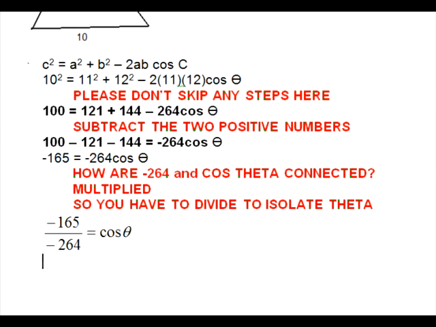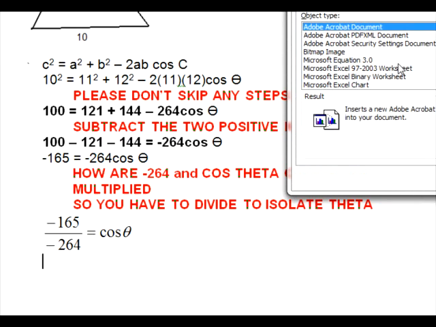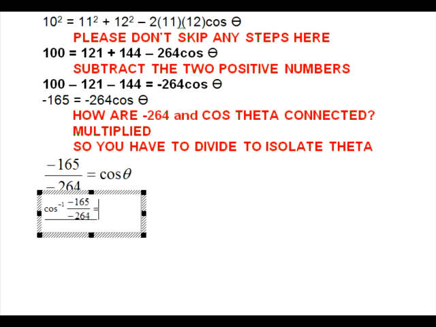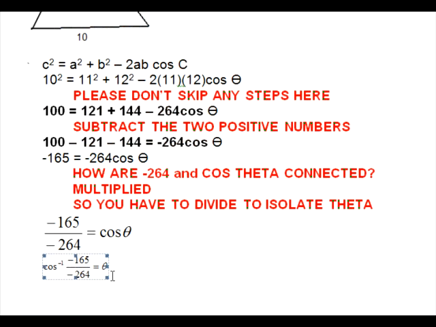What I'm going to do to isolate theta now is I'm going to do cos inverse. It's going to be the same thing. Cos negative 1, negative 165 over negative 264 equals theta. And I'll make this big again.